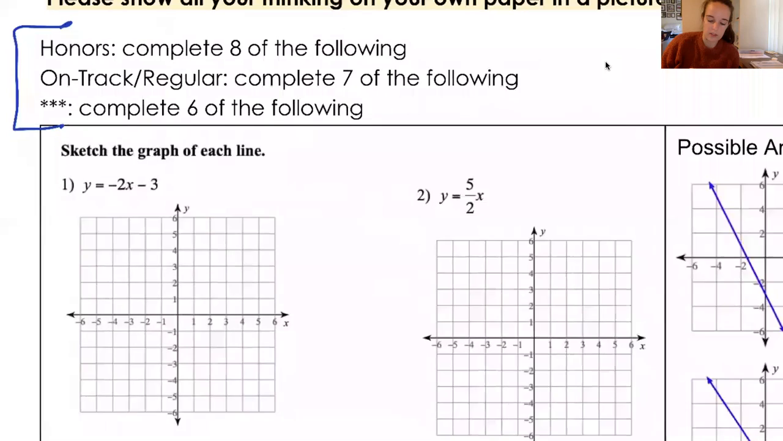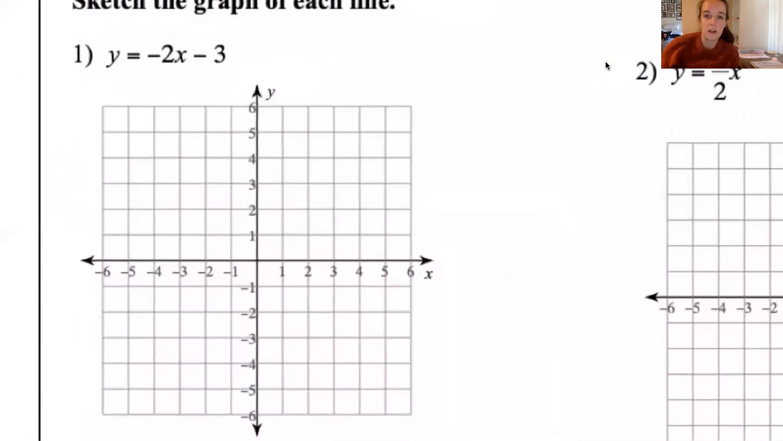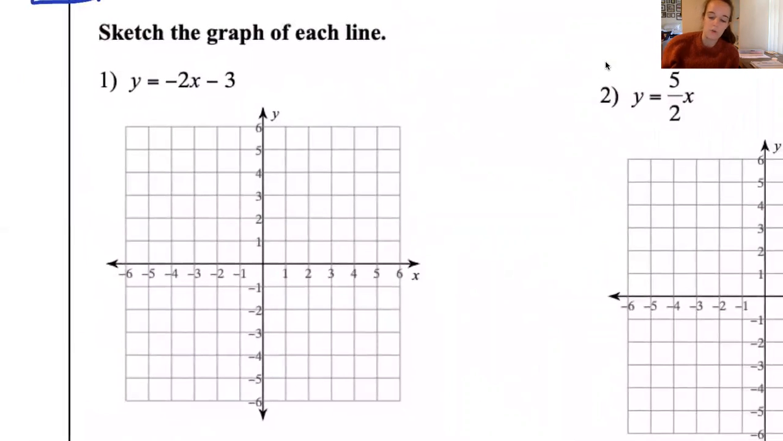So I'll just start with this first one here. It says sketch the graph of each line. So when I'm graphing these, I always want to start by looking to see if it's in y equals mx plus b slope-intercept form, because that will tell me the slope and the y-intercept, okay?